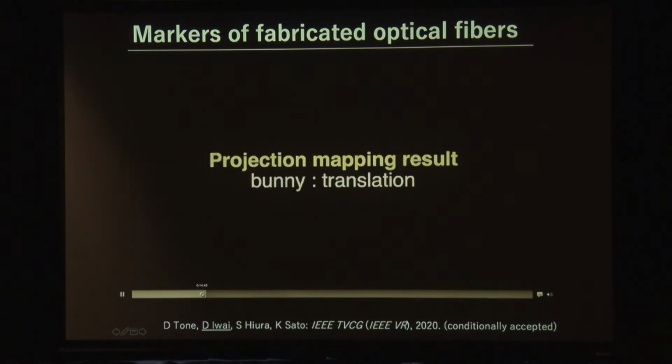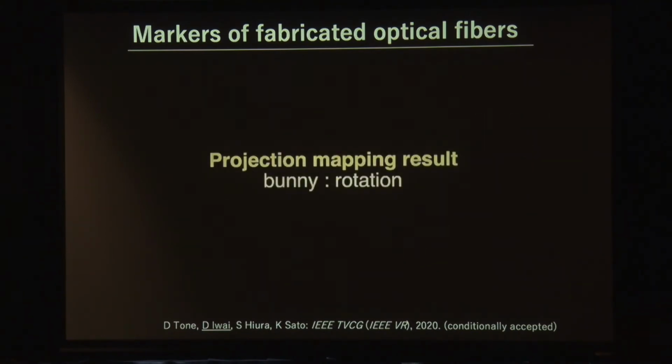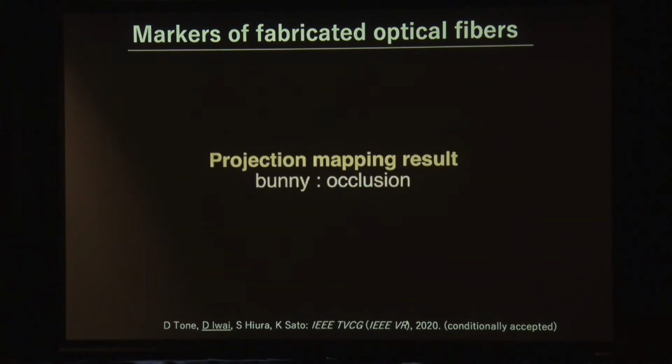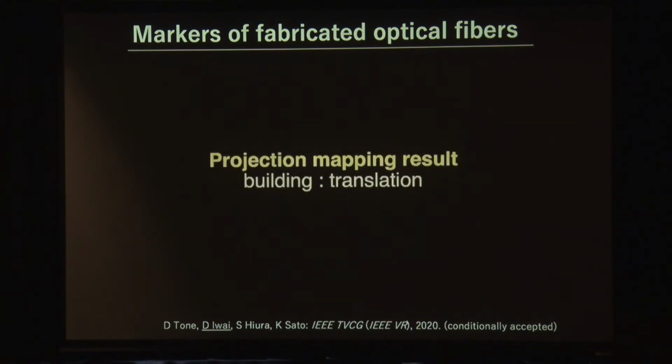The fabricated markers work quite well in our dynamic projection mapping applications. Especially, it worked even when the object moves in a significantly larger space than what the existing technologies cover. And it works in the case of large area occlusion, because each marker has a unique ID.